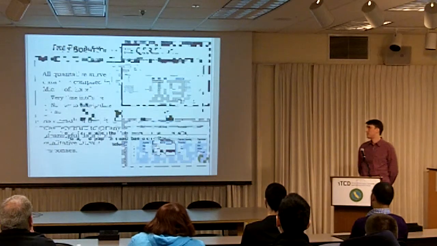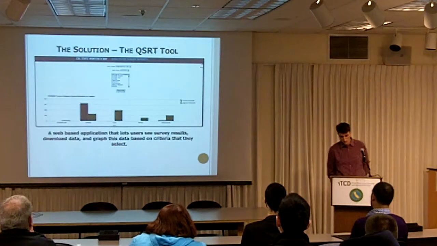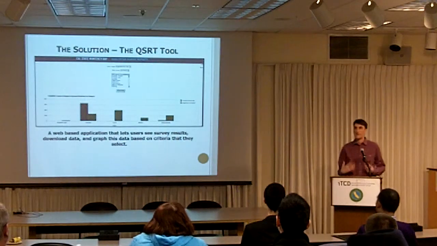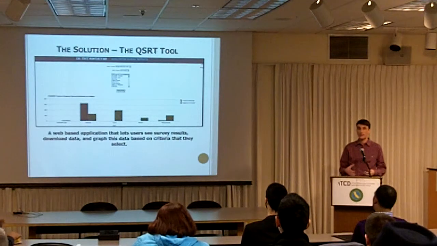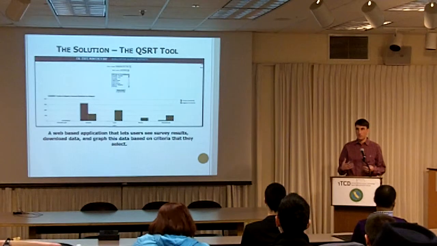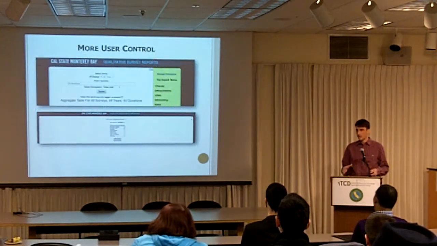So the solution was the Qualitative Survey Reporting Tool, or QSRT for short. Basically, this program is a web-based application that allows users to generate this kind of data on the fly based on the different kinds of inputs that they select. Instead of a ready-to-go report, what you get is more user control, which is really the most important thing here.